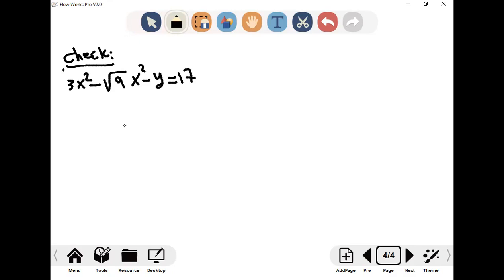How much is the square root of 81? Why? 9 times 9 equal 81. So how much is the cubic root of 125? 5, because 5 times 5 times 5 equals 125. So 3x power 2 minus square root of 9 x power 2 minus y equals 17.